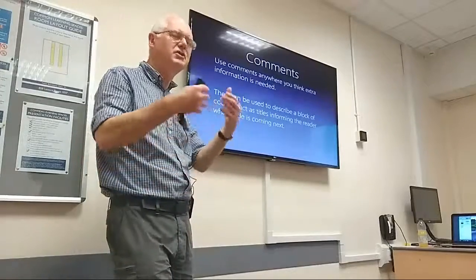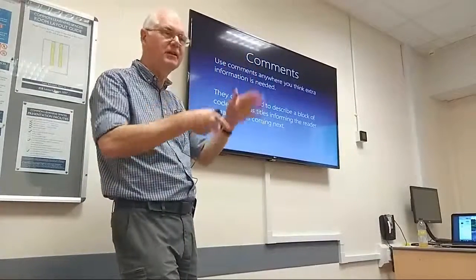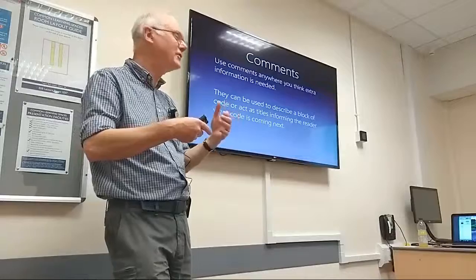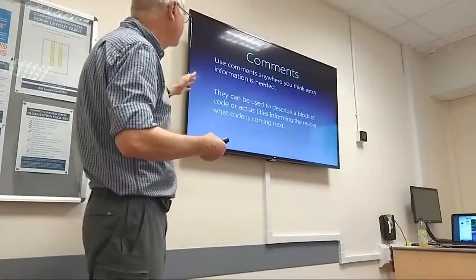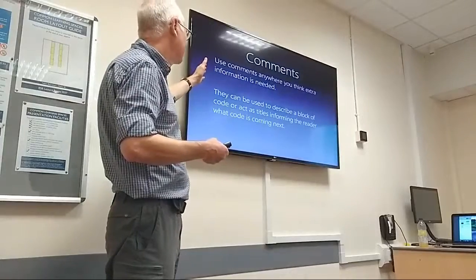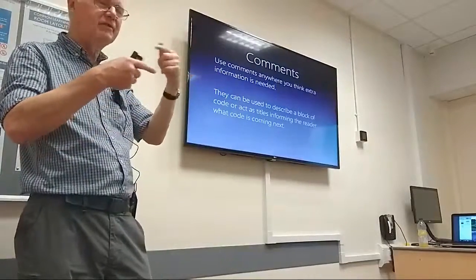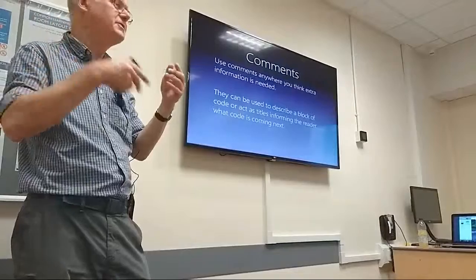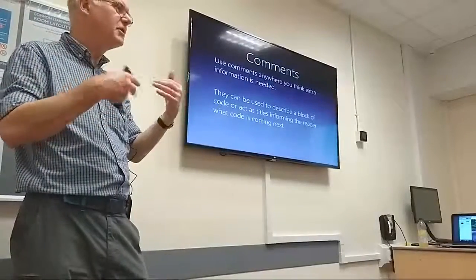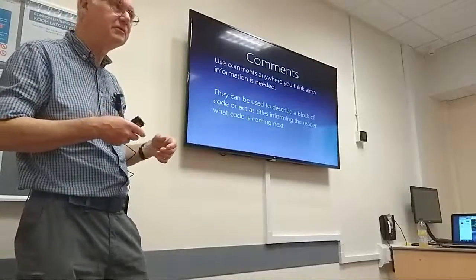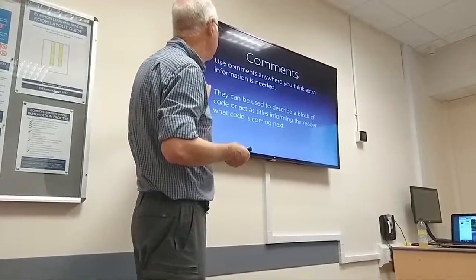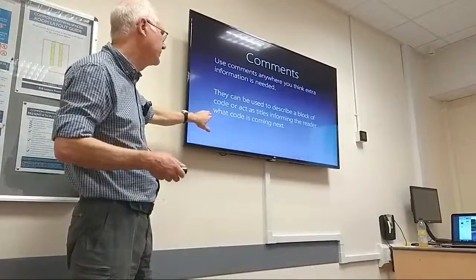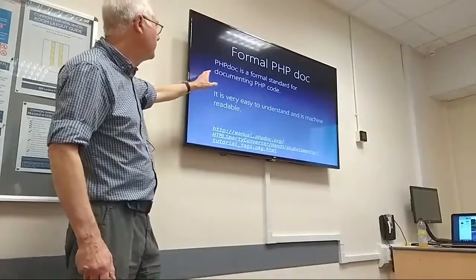Sometimes it's useful just to be able to see a little block of a few lines of code and say, I can work that out, especially if you're using meaningful variable names. So getting the level of commenting right is important, but there needs to be enough so that other people and you in 6 months' time can see what's going on, and not so much that you can't see the code, you can't work out what's going on. So what else is it saying here? We can use comments to describe a block of code or to act as titles informing the reader about what code is coming next. So, formal PHP documentation.